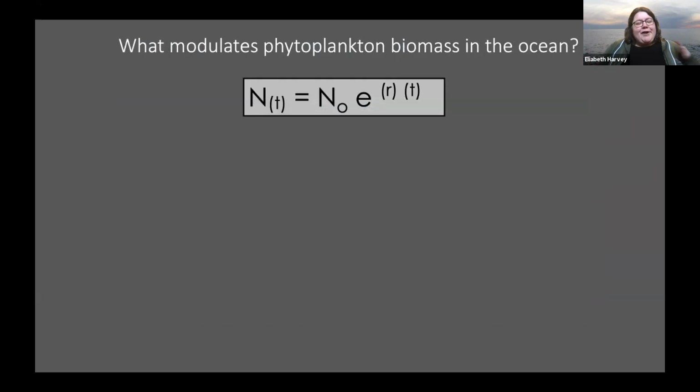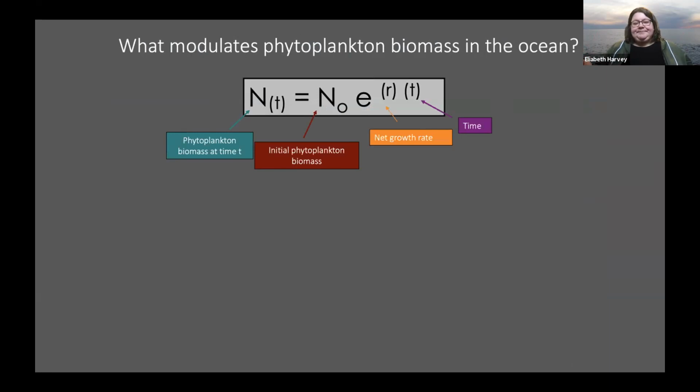So we're going to run through a very quick math problem here about what modulates phytoplankton biomass in the ocean. Phytoplankton biomass is really based on the amount of initial phytoplankton biomass that you have, multiplied by the exponent of the net growth rate, multiplied by some time period, right? So we can use this to very quickly calculate a net growth rate or net accumulation rate of phytoplankton over time. And really this net growth rate is based on two factors, factors that impact growth and factors that impact loss.